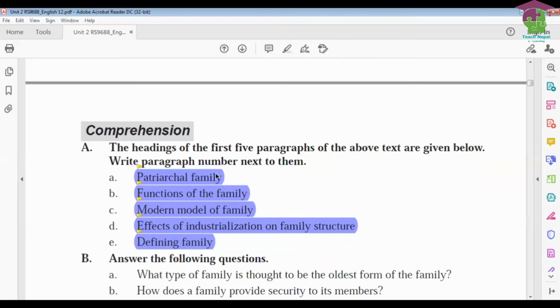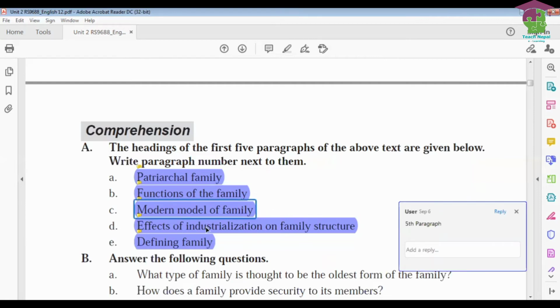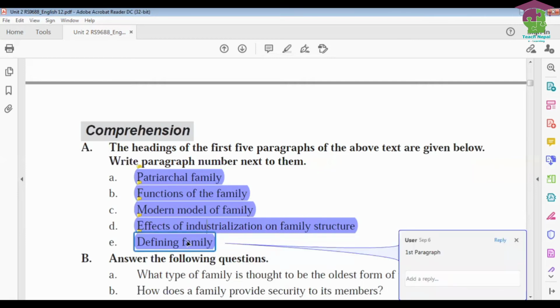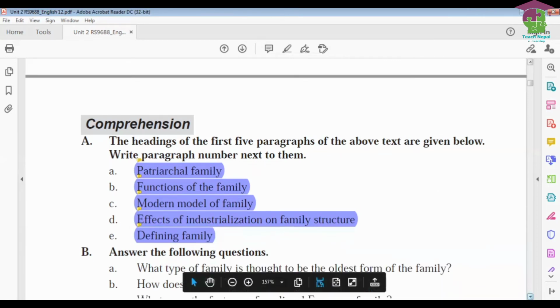Patriarchal society, which paragraph is it in? It's in the third paragraph. Functions of the family, it's given in the second paragraph. Modern model of the family, this is given in the 5th paragraph. Effects of industrialization on family structure, that's given in the 4th paragraph. Defining family, it's given in the 1st paragraph. Using a multi-paragraph body, we can find out the main themes there.